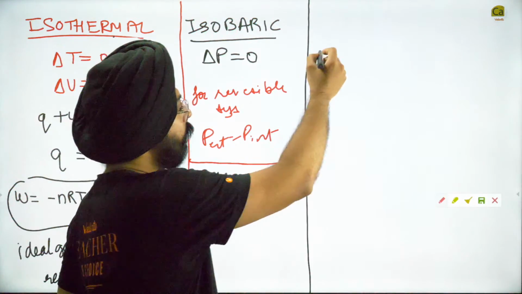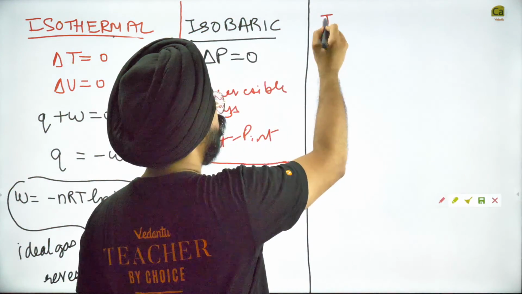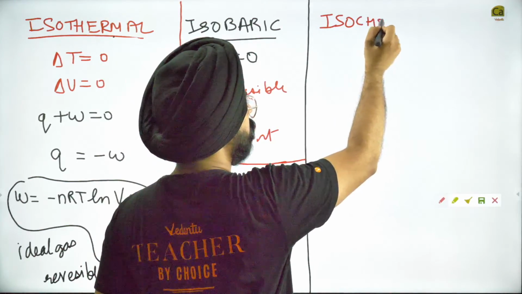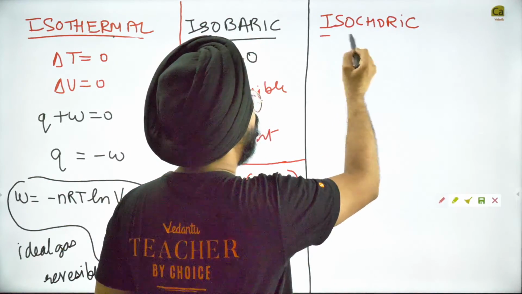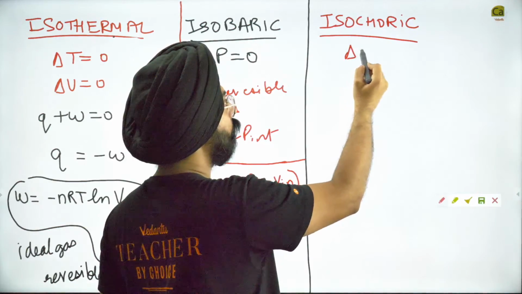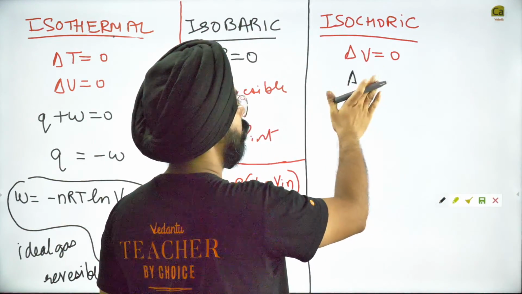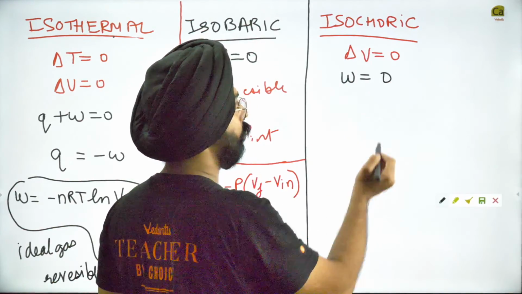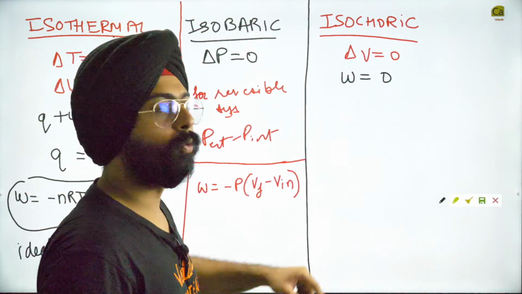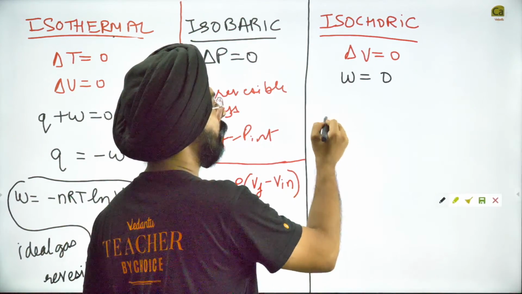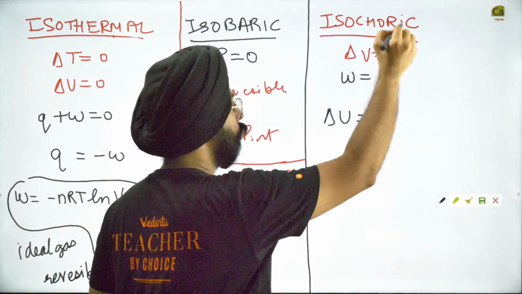Alright, then we look at the next idea, the isochoric process. This is even more simple. In an isochoric process, the volume of the system is not changing. If the volume of the system doesn't change, then work done is equal to 0. So since work done is equal to 0, can I say delta U is equal to Q?